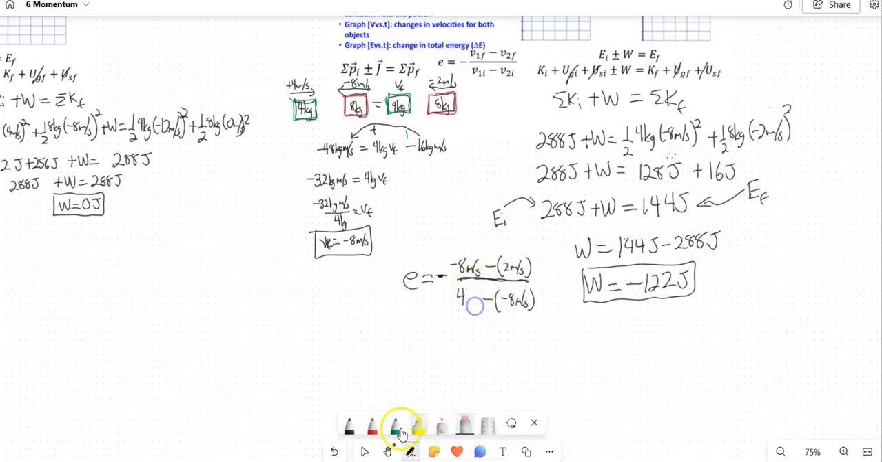Wait, the units here are correct. I want to double check everything before I move on. And this, guys, 2 meters per second afterwards should be negative. All right, so now let's solve for those values. Don't forget the negative from there. So this is going to be -8 minus a -2, which is -6 meters per second on top. 4 minus -8 is going to be 12 meters per second.